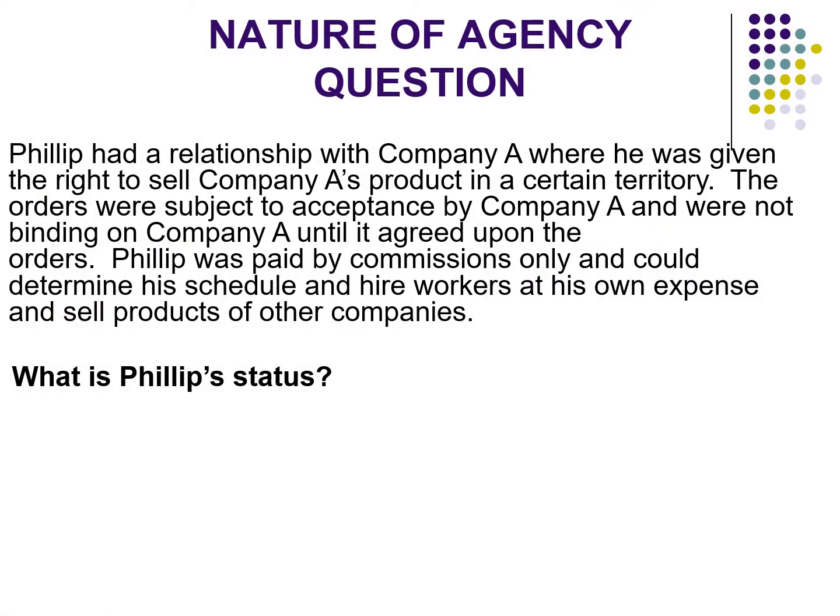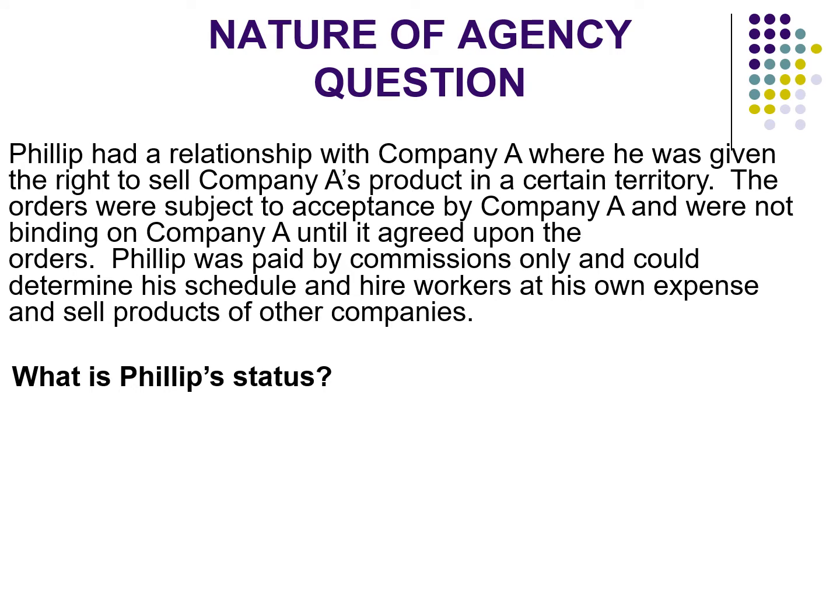Let's look at another one. Philip had a relationship with Company A, where he was given the right to sell Company A's product in a certain territory. The orders were subject to acceptance by Company A and were not binding on the company until it agreed upon the orders. That's how we know we have an agent. The agent can't bind the principal unless the principal signs off. We're going to talk about that some more.